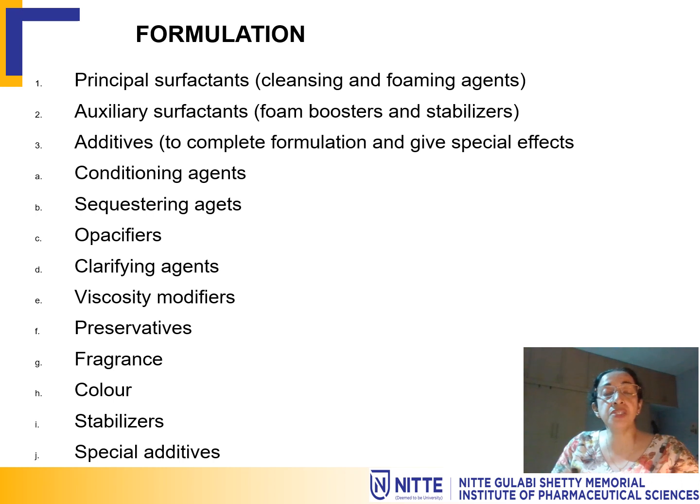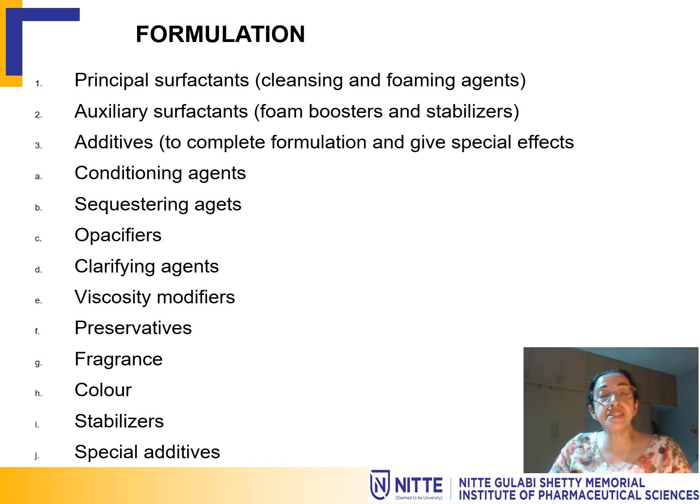So coming to the formulation of a shampoo, there are several ingredients which are used in the formulation of a shampoo. The most important ingredients are the surfactants. Along with the surfactants, we have various additives which we can use. So this gives a list of the various types of ingredients or additives we use in the formulation of shampoos. Most importantly, we have the principal surfactants, also known as the cleansing and foaming agents. Then we have the auxiliary surfactants, also known as the foam boosters and stabilizers.